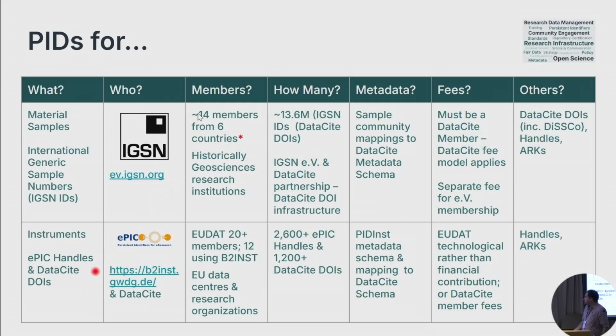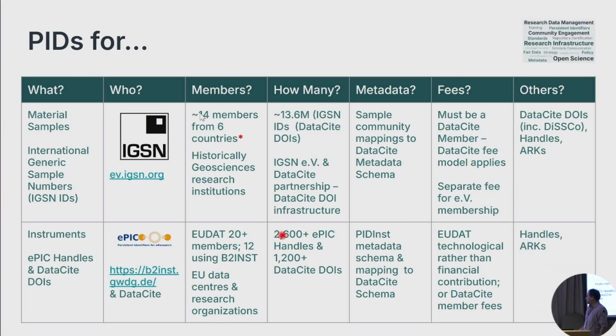Then we've got instruments. Again, this is a little bit complicated. They're normally identified using either ePIC handles or DataCite DOIs. DataCite DOIs you already know about. ePIC handles actually aren't through ePIC itself, but through what's known as B2INST. It's a platform, and that's actually through EUDAT, which is a European organization. It has over 20 members. About 12 of them are using B2INST. It's mostly data centers and research organizations.